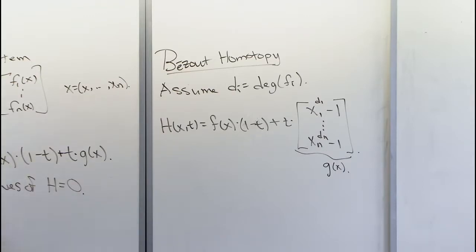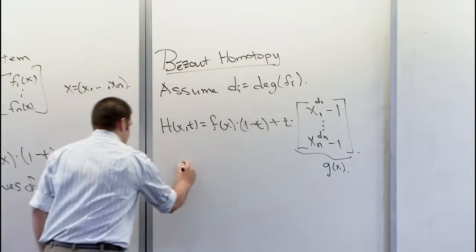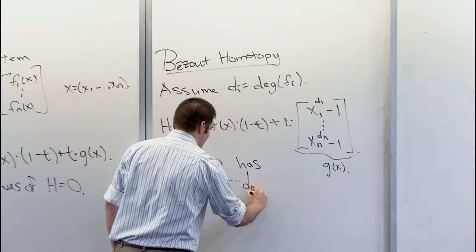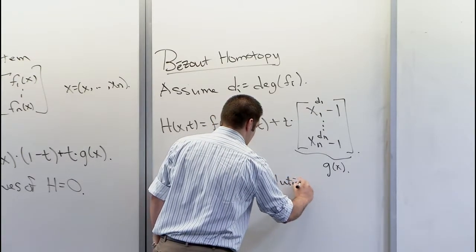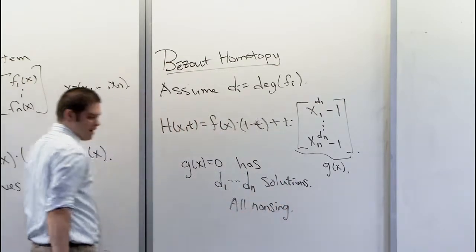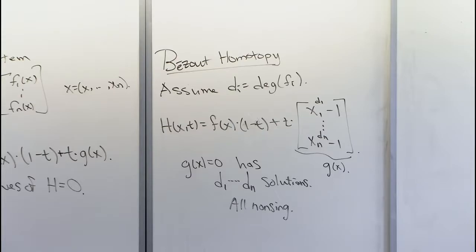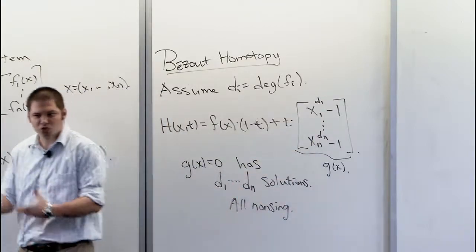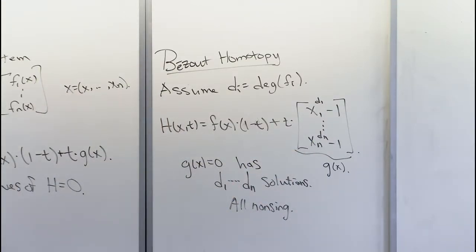What do we know about g of x? Hopefully we can all write down the solutions to it. It should be clear. So g of x equal to 0 has d1 times through dn solutions. They're all non-singular. Everything is nice about g. What's the problem? As I originally have it formulated, suppose f has coefficients which are real. This system has coefficients which are real. The real numbers cause some issues.